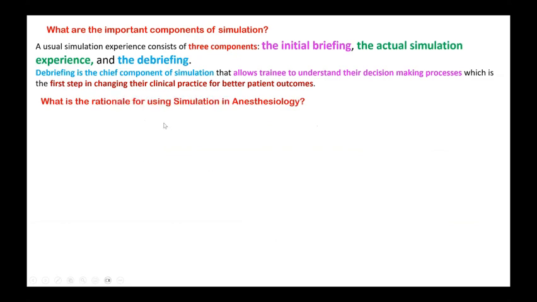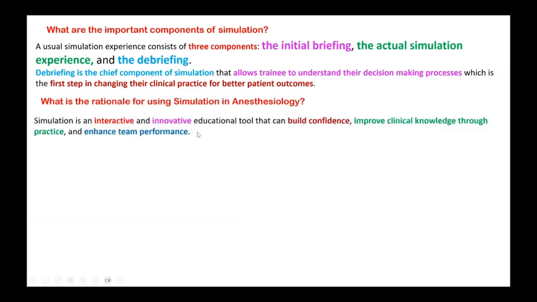And what is the rationale of using simulation in anesthesiology? It is more of an interactive and innovative educational tool that could build confidence, improve clinical knowledge through practice, and enhance team performance also. That is by the ANTS training.